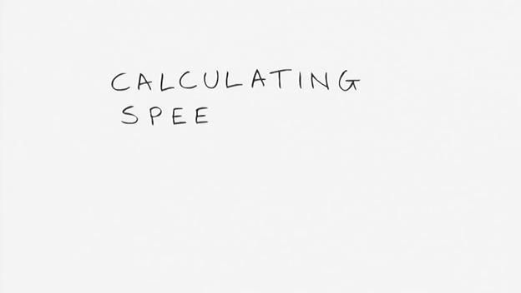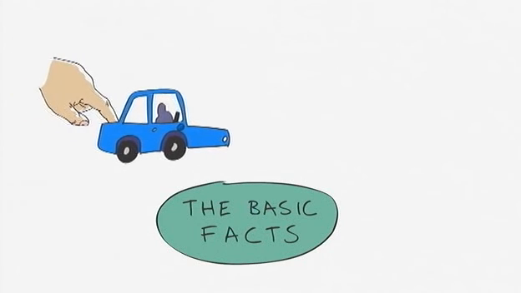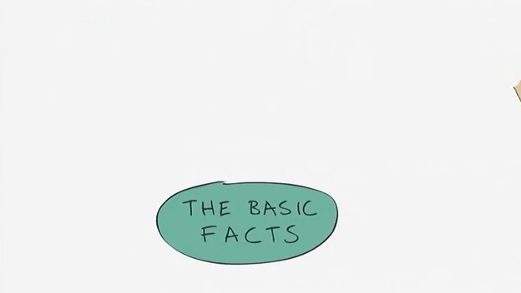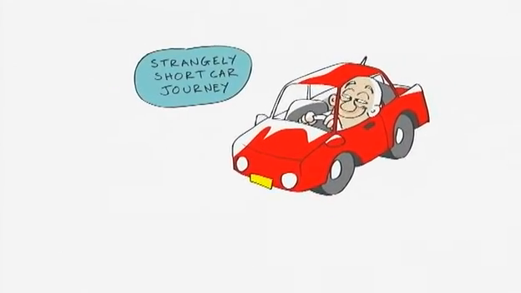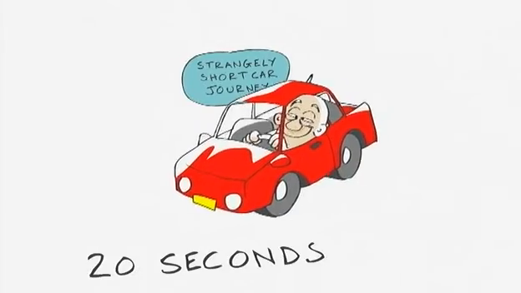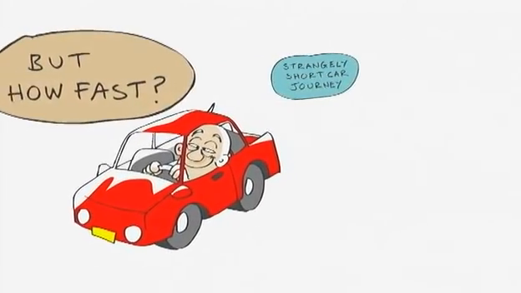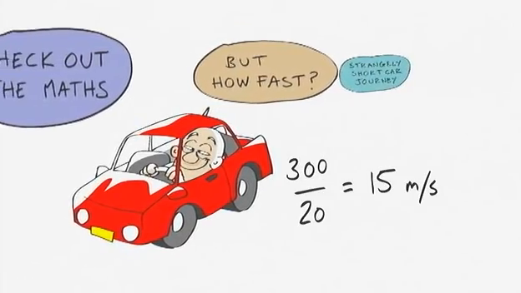Before we finish, you need to know a few facts about working out speeds and accelerations. Let's first recap some basics. You can work out speed if you know how far something has travelled in given time. For example, suppose a car travels down a road 300 metres long and it takes 20 seconds. Its speed is how many metres it's travelled each second. So its speed is 300 divided by 20. That's 15 metres per second.